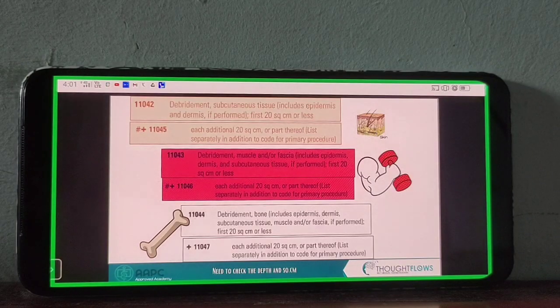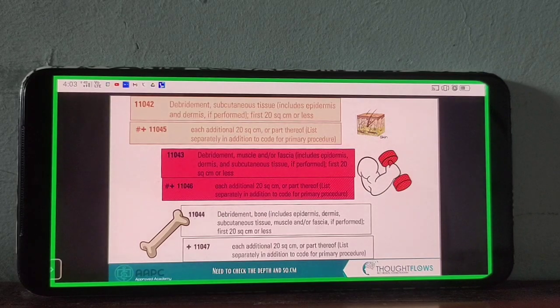For first 20 square centimeter or less, go for 42. Each additional 20 square centimeter is a paragraph. What is the meaning of paragraph here? Remaining, am I right? For every 20, less than 20 also, we can apply the add-on code 11045. We already discussed this in the anesthesia chapter.